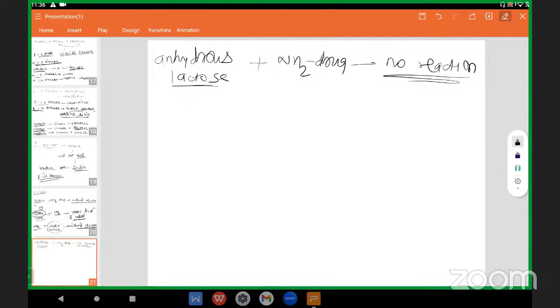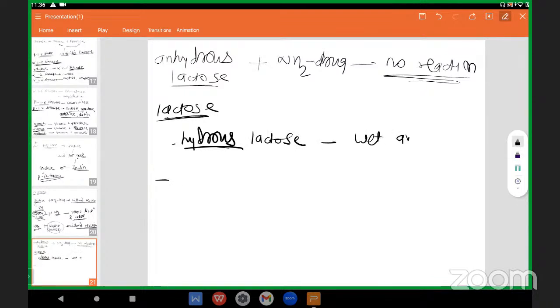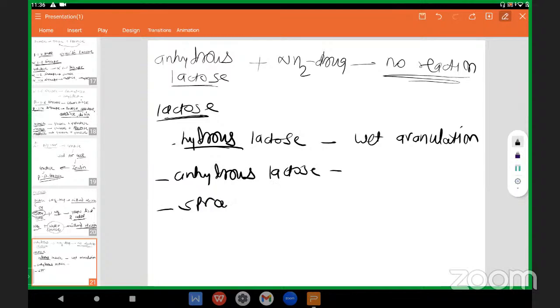Whenever you see lactose as a diluent, there will be three categories of lactose. First is hydrous lactose. Hydrous means it has water, so we can use it for wet granulation. We can use it directly, and it will work nicely. Second is anhydrous lactose, which has no water. Third is spray dried lactose. What does spray dried lactose mean?